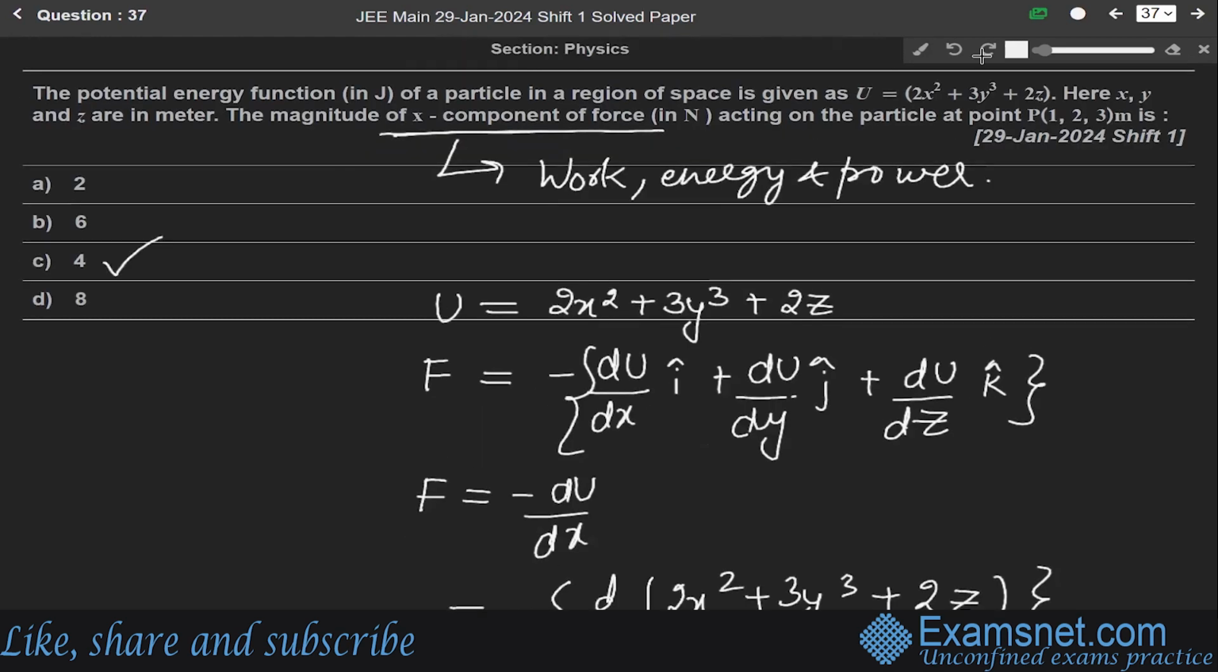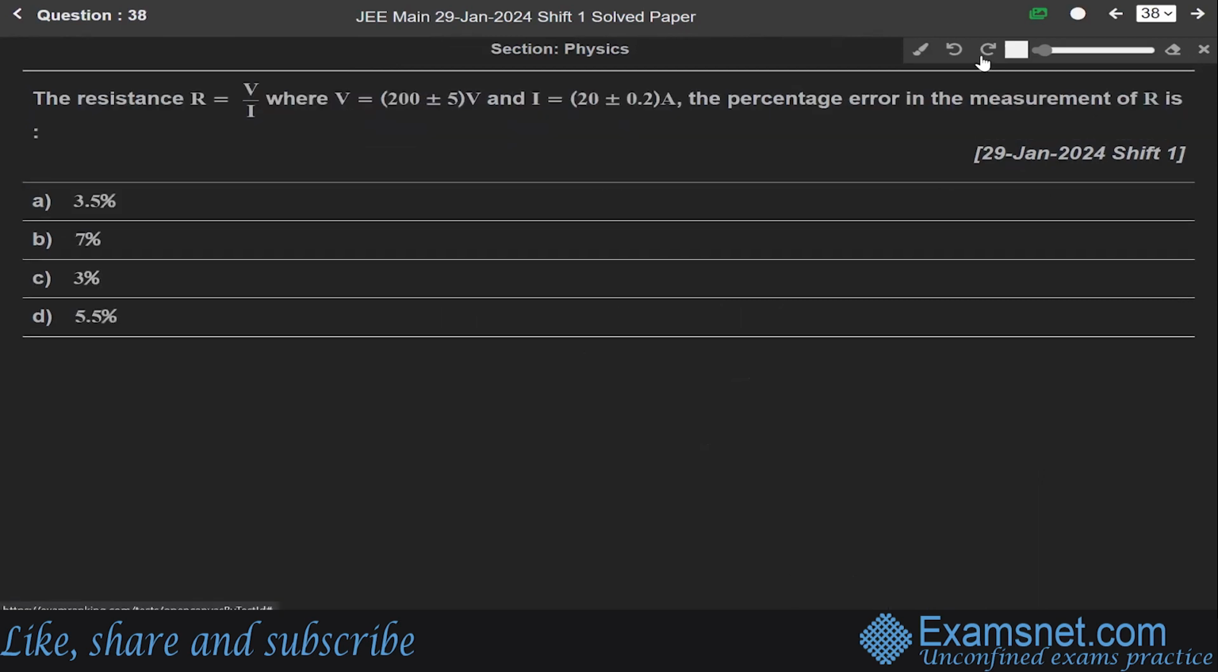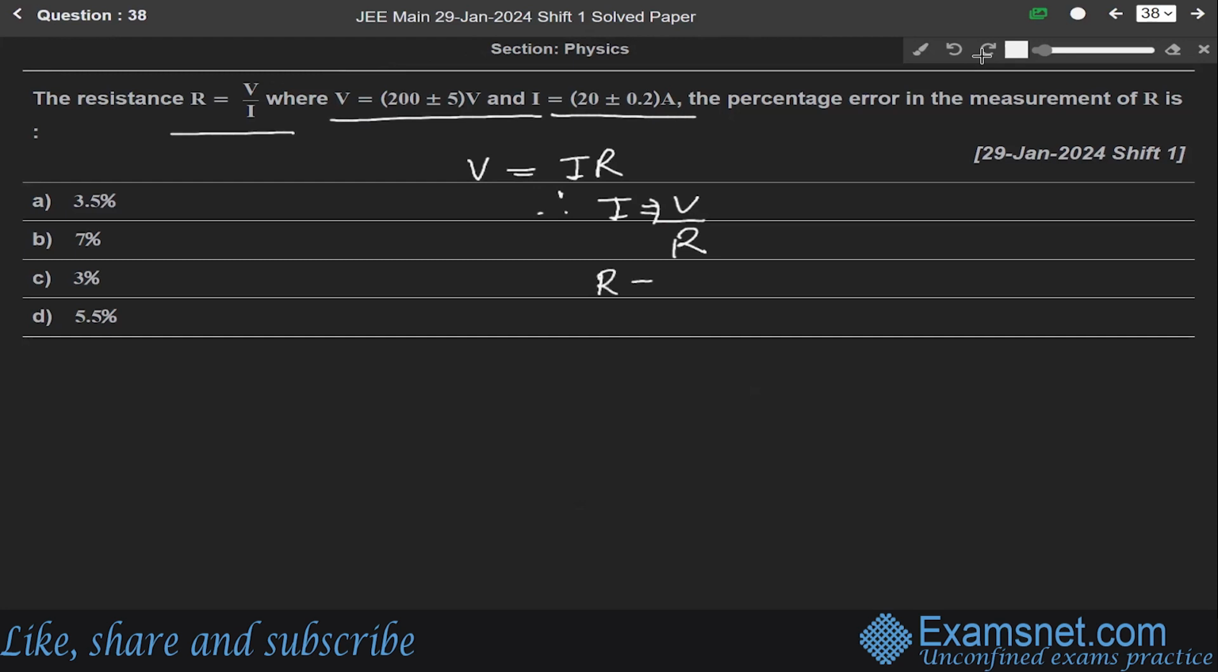Option C. Now next question, question number 38. This question says that resistance R is V over I, where V is given with this and I is given with this. We have to find the percentage error in the measurement of R. From Ohm's law, we know that V equals IR. Therefore, I is equal to V over R. We have to find error in R, so R is equal to V over I.